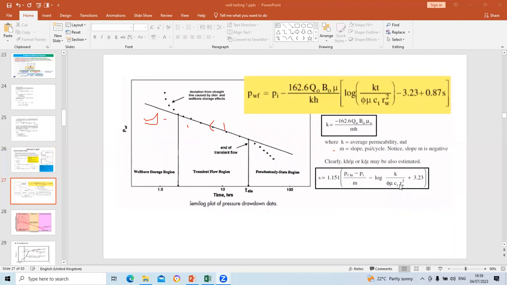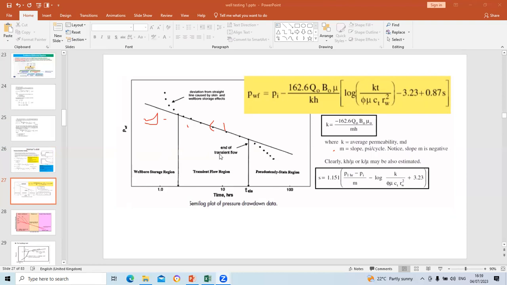And also, we can calculate the skin of that particular reservoir. What is the skin factor of that particular reservoir? It uses this formula. P1R is the pressure at 1 hour. That means what we have to do is to go to where the time is 1 hour. We extrapolate wherever we meet this our straight line.